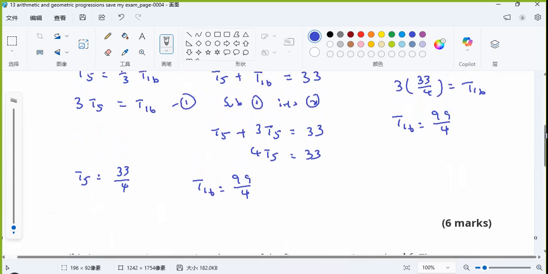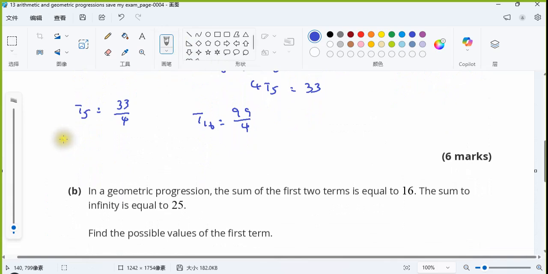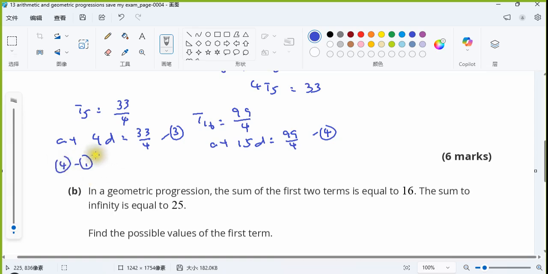For this one, we know that A plus 4D is equal to 33 over 4. This is equation 3. And then A plus 15D is 99 over 4. This is equation 4. So we use equation 4 minus equation 3. Then A minus A cancels. 15D minus 4D will be 11D. And then 99 minus 33 is 66 over 4. Then we will get that D will be 6 over 4, which is 3 over 2. So D is 3 over 2.